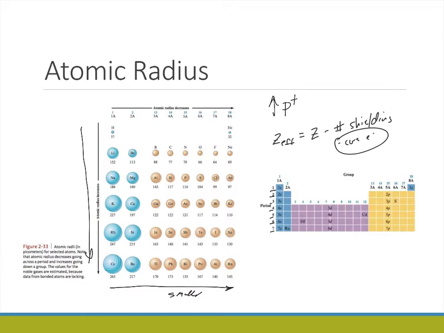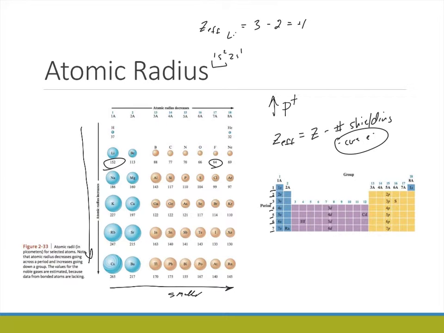So we can do a quick comparison of, say, lithium to fluorine. The Z effective for lithium is equal to its atomic number, which is 3, minus the number of shielding electrons, core electrons. Well, let's take a look at the electron configuration for lithium. It's 1s2, 2s1. So we've got 2 shielding electrons, so 3 minus 2. It has a Z effective of plus 1.